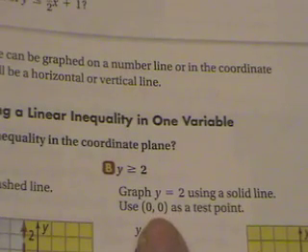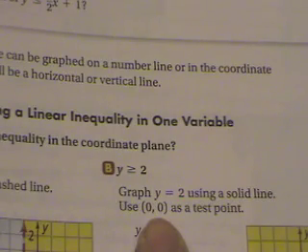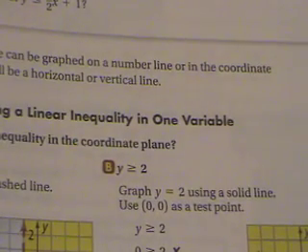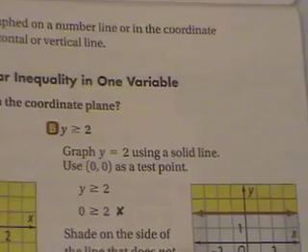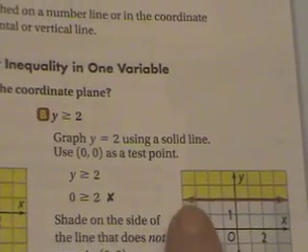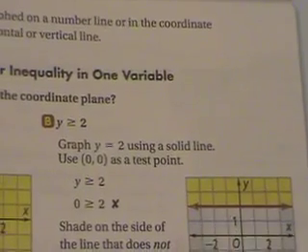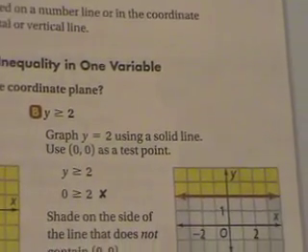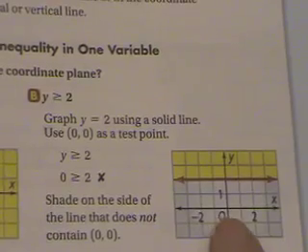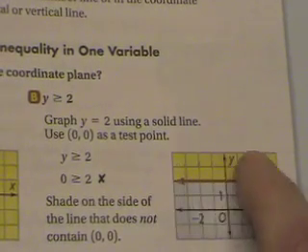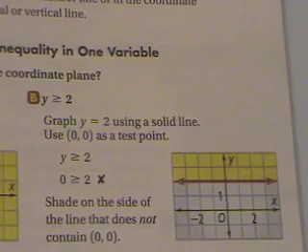You can always use 0, 0 as a test point, and you really only need one test point. The only time you can't use 0, 0 as a test point is if your line is going through it, but we'll get to that later. Let's see what this looks like. So we've got our solid boundary line at y equals 2. And then since 0 is not greater than or equal to 2, that means you need to shade the other side of the line.